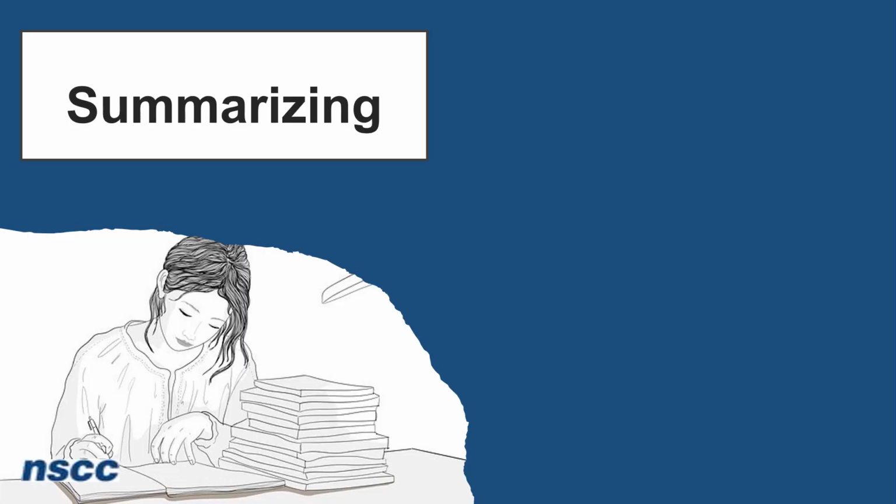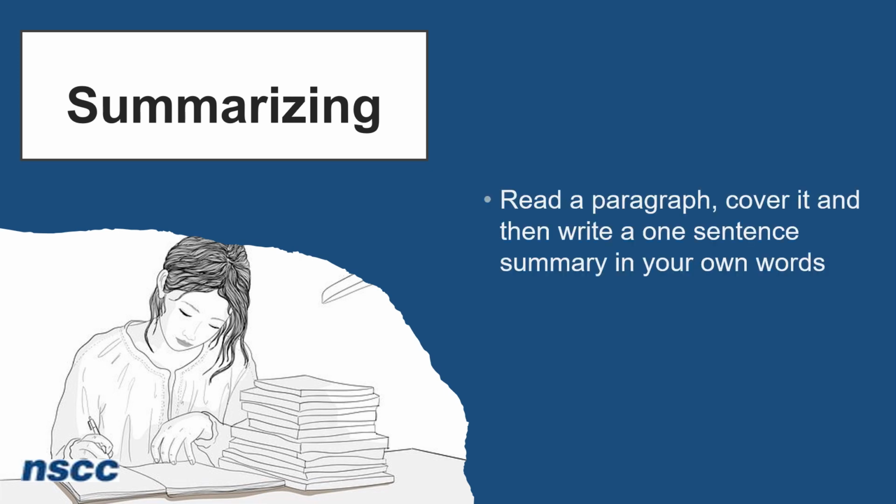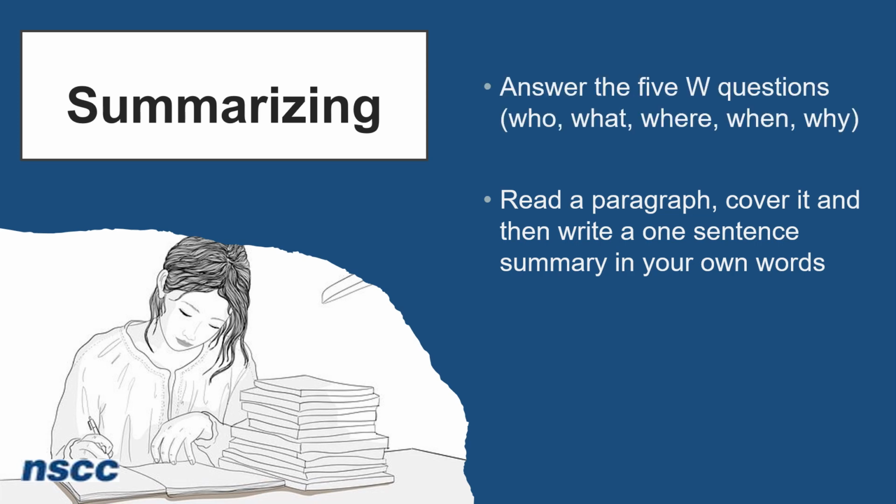When summarizing, try to answer the 5 W questions: who, what, where, when, and why about the text. Read a paragraph, cover it with your hand or piece of paper, and then write a one-sentence summary in your own words. If you can summarize it, you probably have a good understanding.